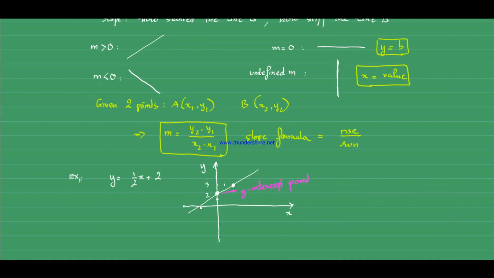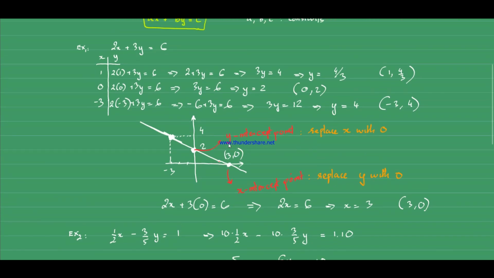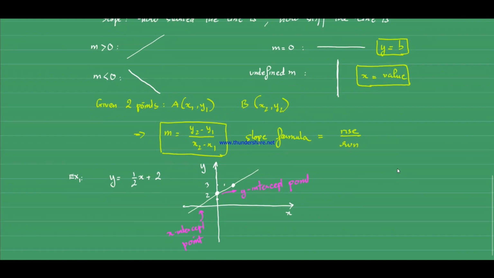Now in order to find the x-intercept point, we do as usual. We already mentioned the method of finding the x-intercept point. We replace y with 0. So you have 0 equals 1 over 2 x plus 2. Then you have negative 1 over 2 x equals 2. So x equals negative 4. So over here, the coordinate will be negative 4, 0. Okay, so right over here.